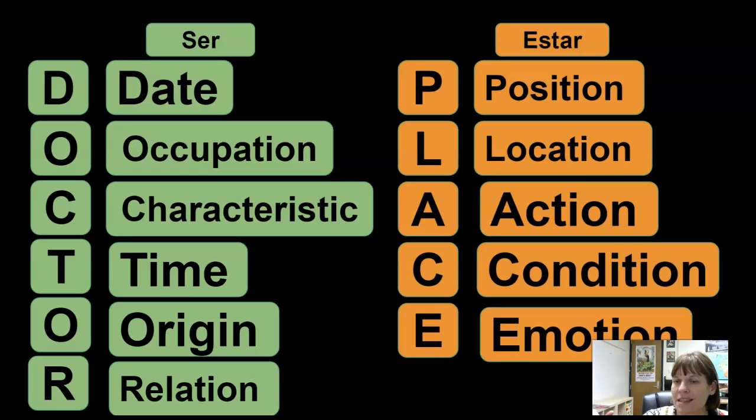Mi mochila está en la mesa. My backpack is on the table. Location: estoy en mi oficina. Action: estoy comiendo mi almuerzo. I am eating my lunch. So remember, with estar, you use present progressive. Condition: ¿cómo está usted? I ask this question often, and that can go with emotion.